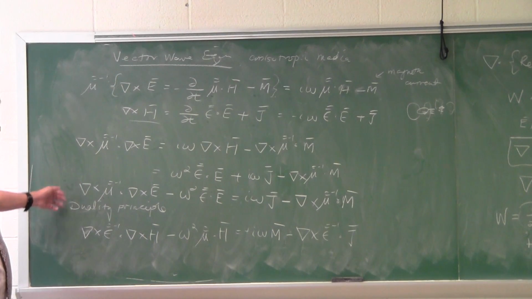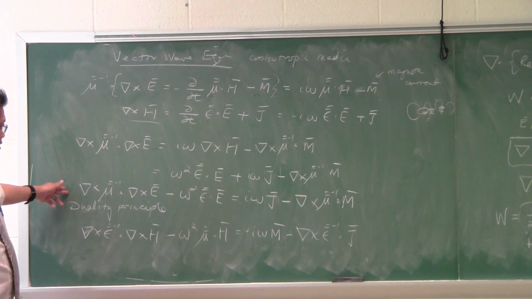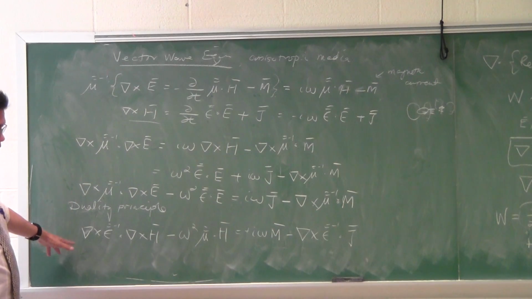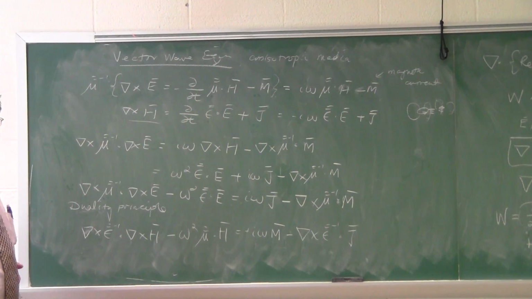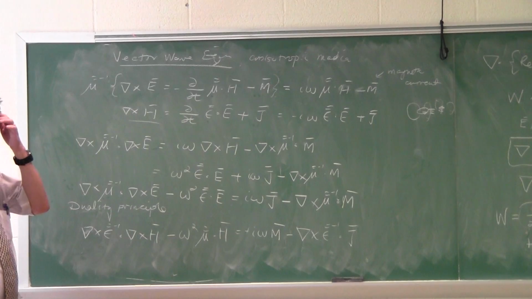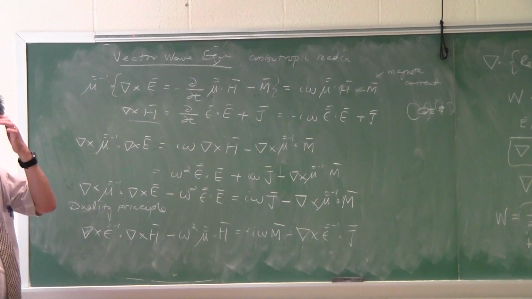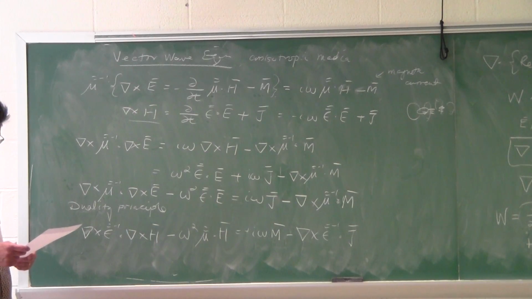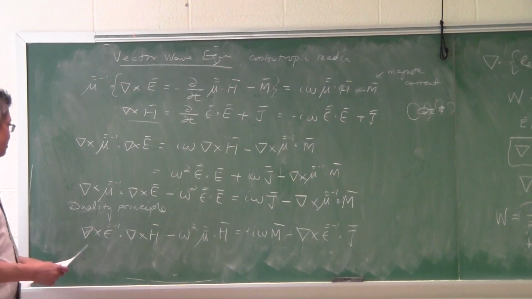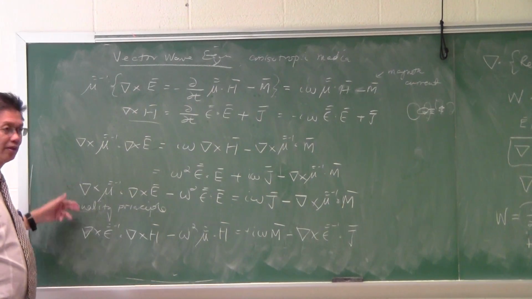So you can get the second equation by just changing E to H, H to E, and then mu to minus epsilon, epsilon to minus mu, M to minus J, J to minus M. You get the second equation because of the symmetry that these two equations have. So we don't have to derive the second set of equations usually. We can just invoke duality principle.